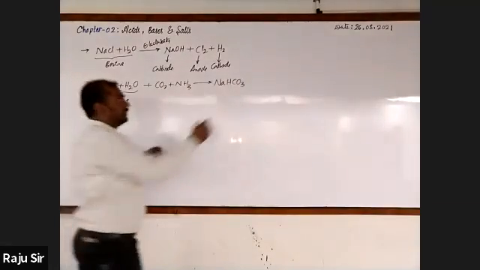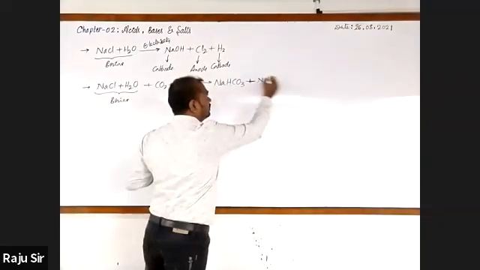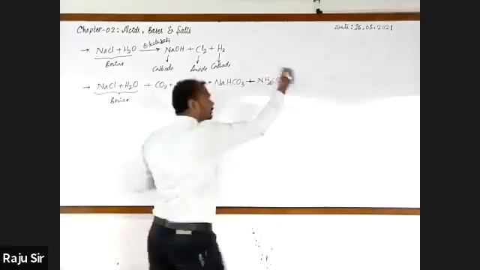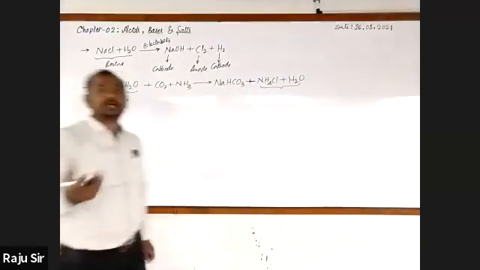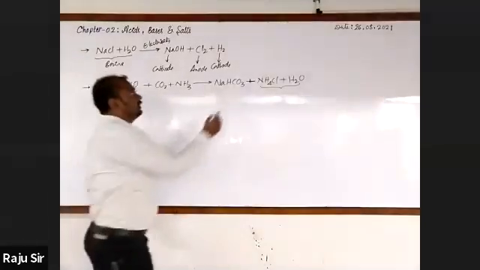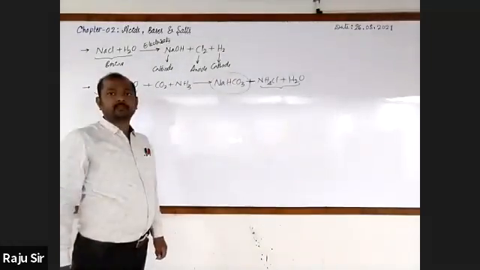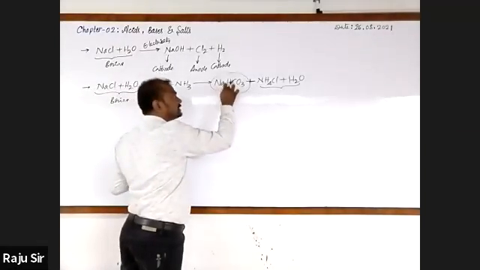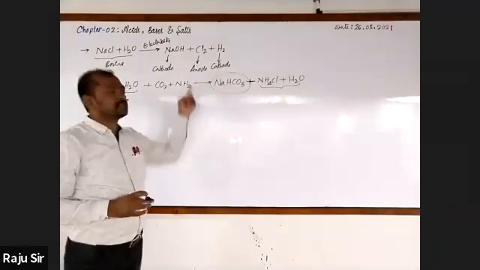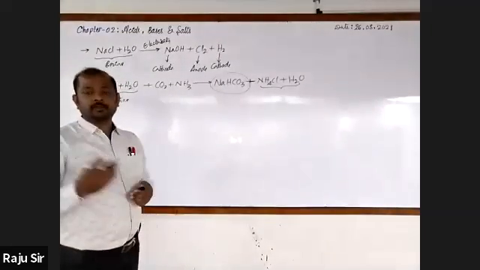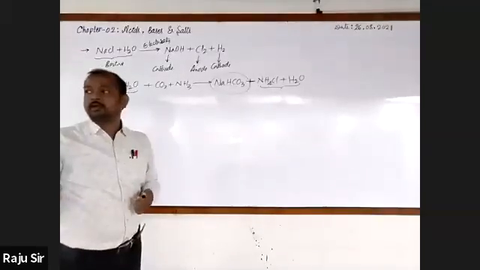Sodium bicarbonate and ammonium chloride solution, NH4Cl aqueous. Whether it is solid or liquid, sodium bicarbonate is a solid precipitate, and it should be separated out from the solution. How? By filtration. After filtration, it is to be dried.